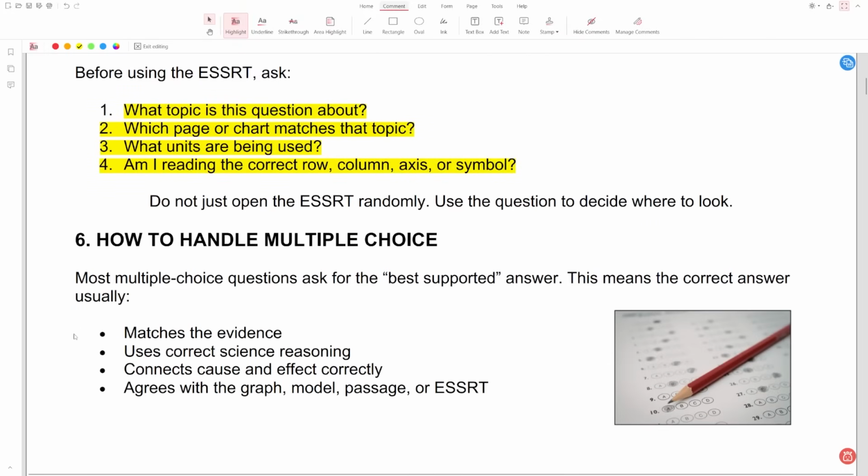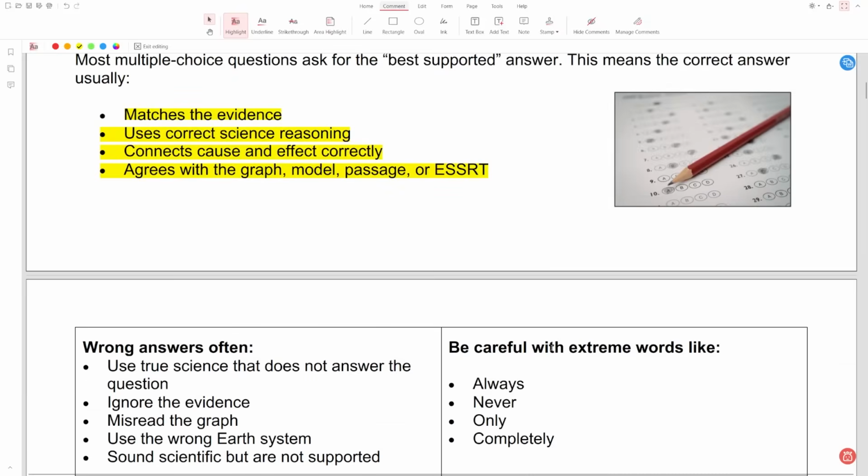All right, in terms of multiple choice, you want to look for the best supported answers. Some of the questions might have answers that look similar. So you want to match the evidence, use correct reasoning, connect cause and effect, and make sure something agrees with the graph, model, passage, or the reference table.